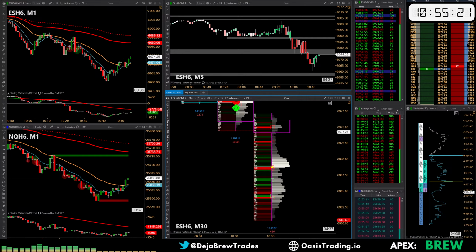Keep an eye on VWAP, possibly a bear flag in a VWAP. It's also a target for anybody buying the lows down here for that sweep.